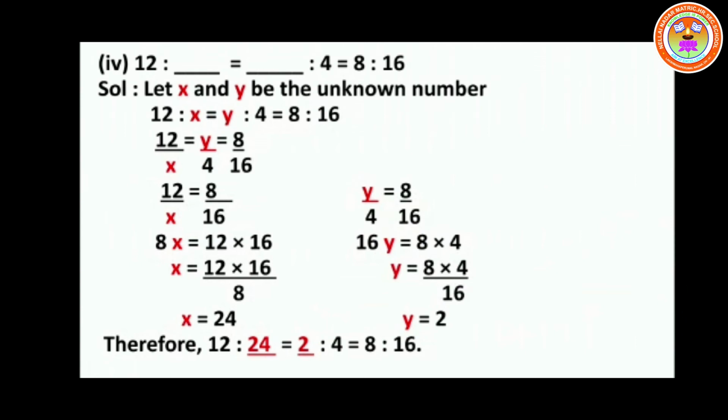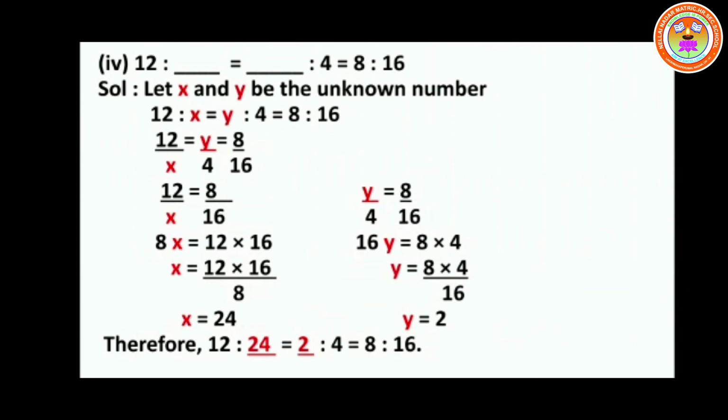So x into 8, 8x equals 12 into 16. So x is equal to 12 into 16 by 8. Now cancel 8. How many times will it go in 16? 2 times. So cancel it. 8 2s are 16. So in the numerator you will have 12 into 2. So what is the answer now? 24. So your x value is now 24.